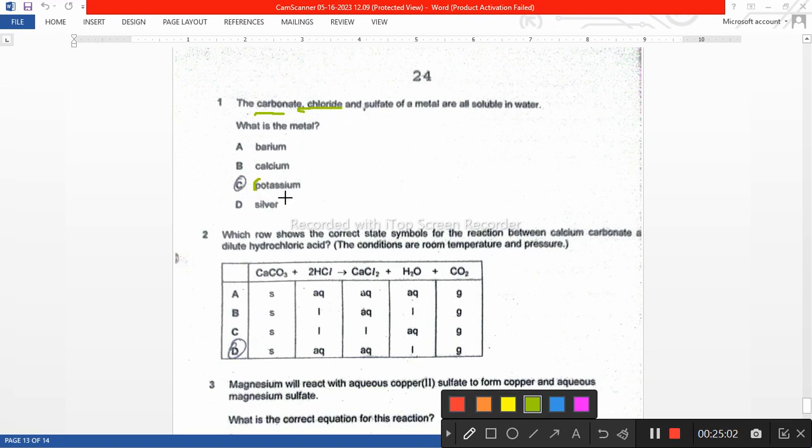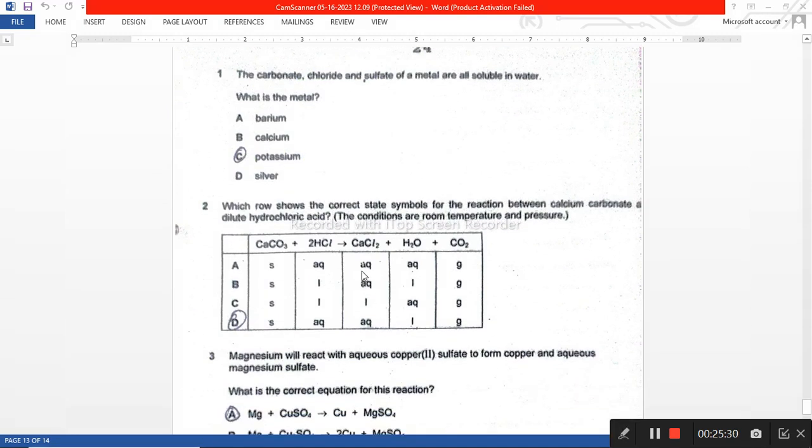So potassium, it is a group 1 salt. So carbonate, we have learned the rule that all the carbonates of group 1 are soluble, all the chlorides are soluble except Ag and Pb, all the sulfates are soluble except Ag, Pb, Ba, and one more. So potassium is the answer because all these compounds of potassium are soluble in water.